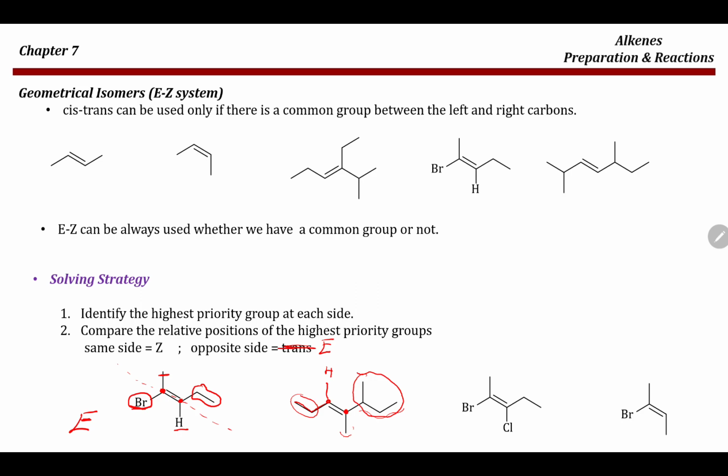Again, look at the higher priority groups. You have one of them above the double bond, one of them below the double bond. So those are at opposite sides. Again, this is E.